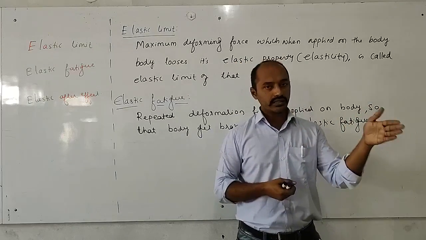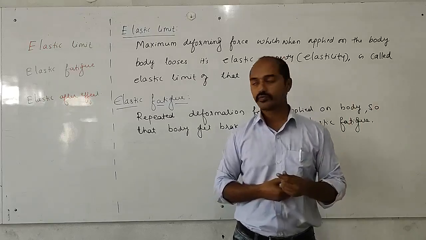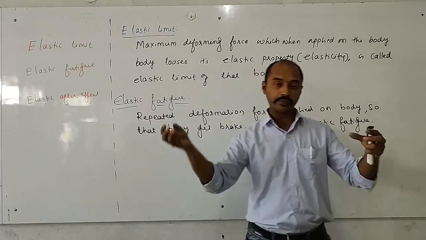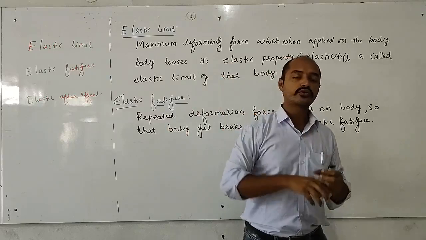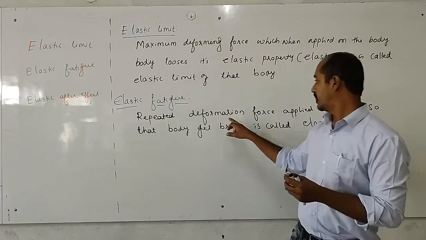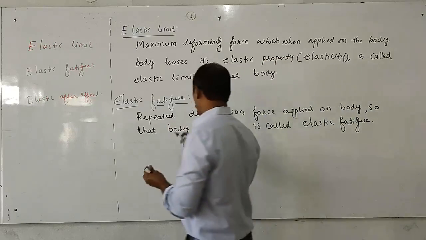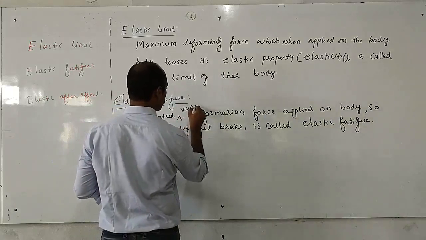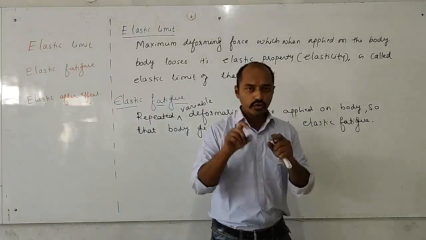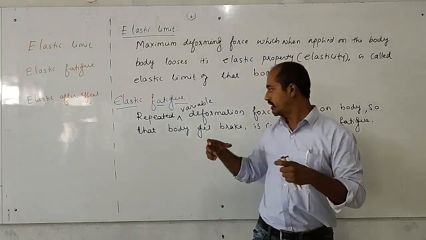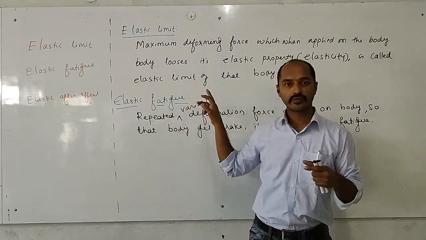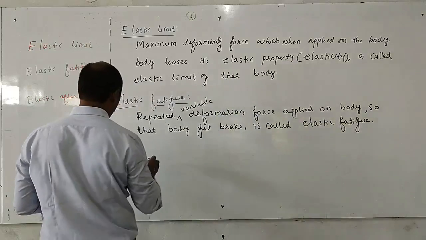On what basis is that bridge declared as unsafe? It depends upon the elastic fatigue. Because on that bridge, repeatedly loads are acting, repeatedly deformation force is acting, but it is not constant, it is a repeatedly variable force. So here I will write repeated variable force is acting on that bridge. So due to the action of the variable deformation force, that bridge becomes weak. It undergoes elastic fatigue, right? So we have observed one example of this.